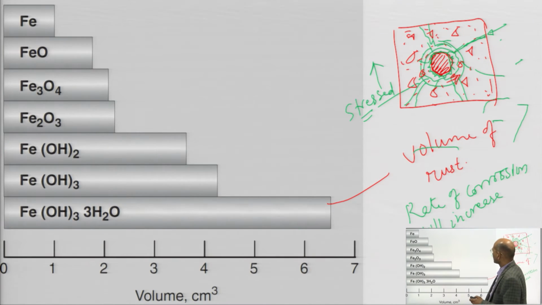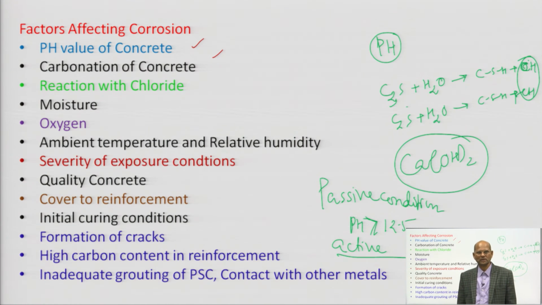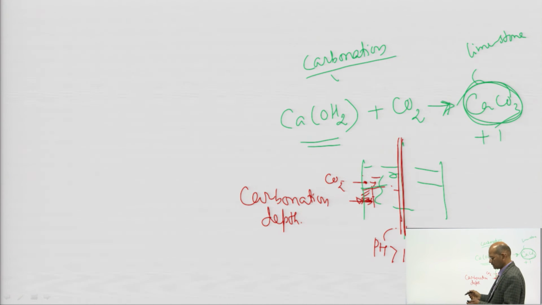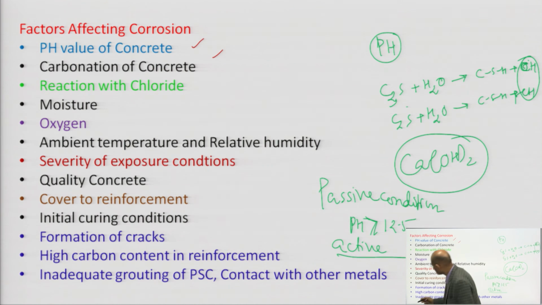Okay. So, here we have seen up to the reaction with chloride, then we have moisture. For starting the corrosion, moisture is very important. If you do not have a supply of moisture, then corrosion will not start. Similarly, oxygen. So, oxygen and moisture are very important parameters, moisture and oxygen.